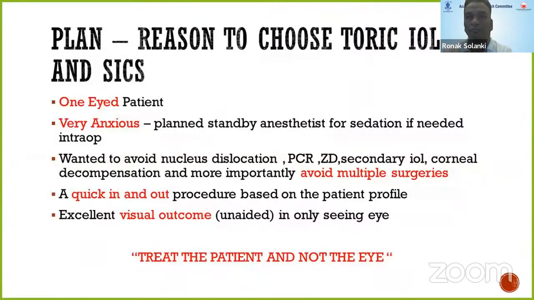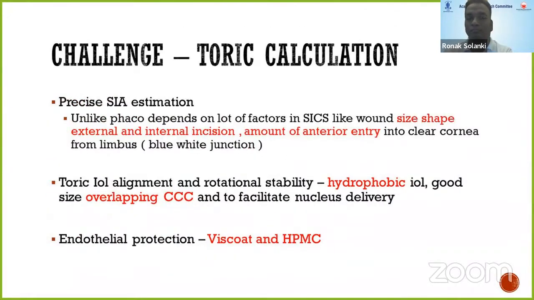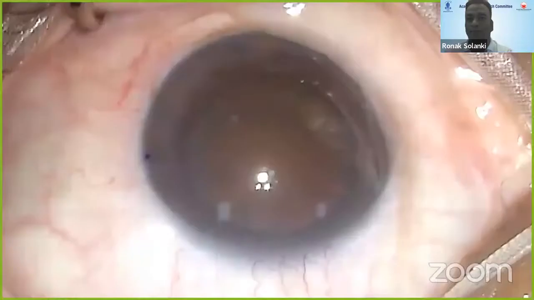The plan was to do a toric SICS because it was a one-night patient. She was very anxious. We wanted to avoid multiple surgeries, so a quick in, quick out procedure with excellent visual outcomes was the key. Treating the patient and not the eye was the goal. The challenge was toric IOL calculation: precise SIA estimation, which, unlike phaco, depends on a lot of factors in SICS like wound size, shape, external and internal incisions, toric IOL alignment and rotational stability, along with endothelial protection.